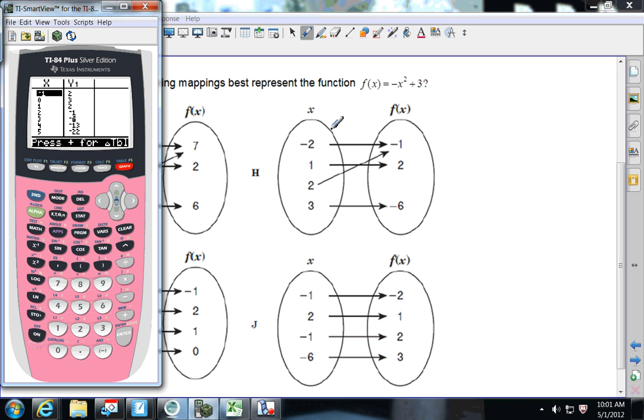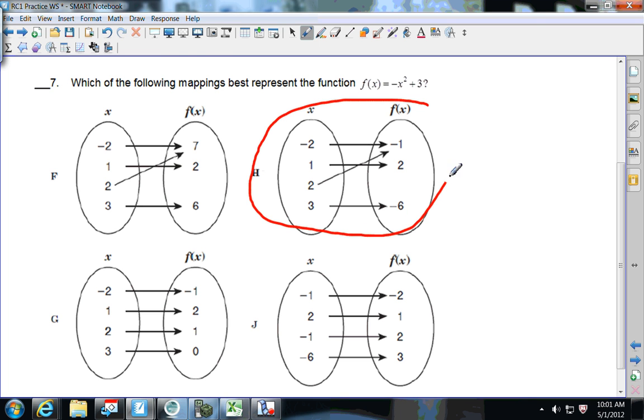This is saying -2, -1. This says -2, -1, yes. 1, 2. 1, 2. 2, -1. Oh, I got lucky on my first guess. 3, -6. H right here should be my answer.